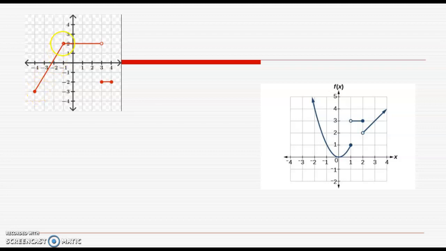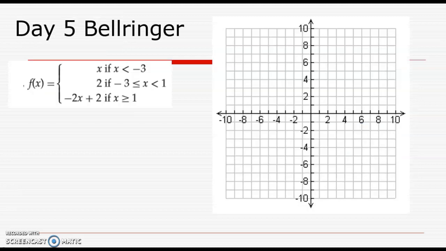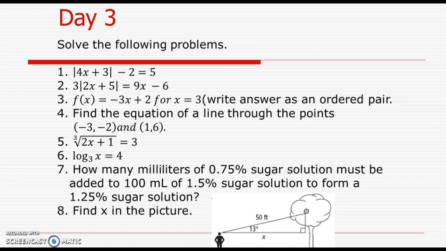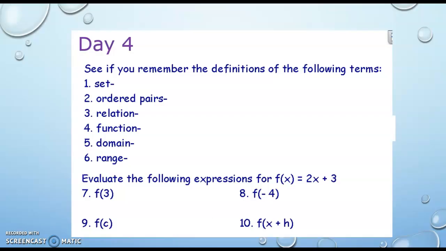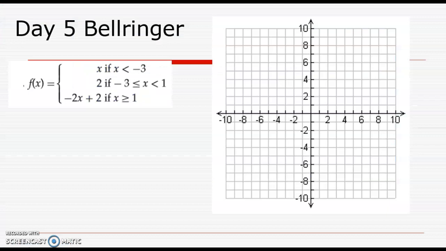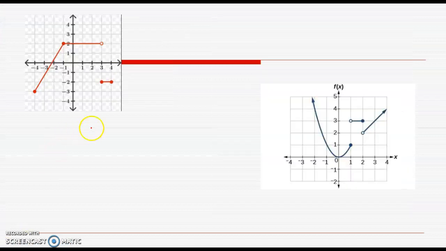When we had a bell ringer a couple of weeks ago, I gave you this one right here: find the equation of the line through the points -3, -2, and 1, 6. And we went to Desmos and we used regression. Use that little tilde to make it give us an equation of a line. Well, that's what you've got right here.